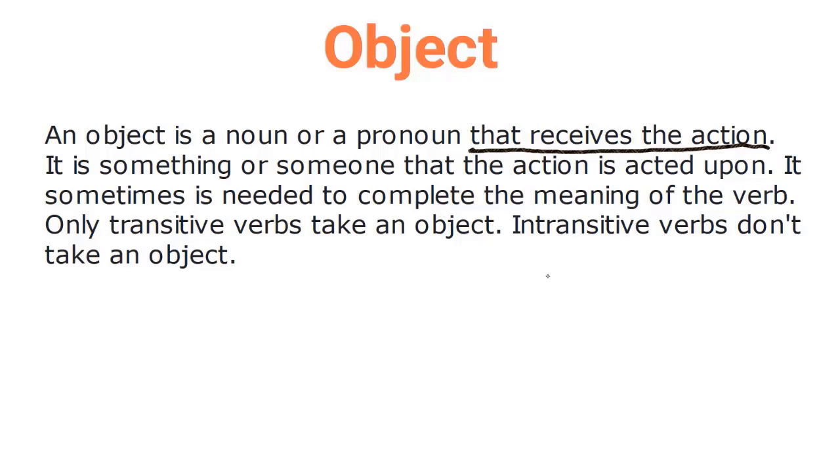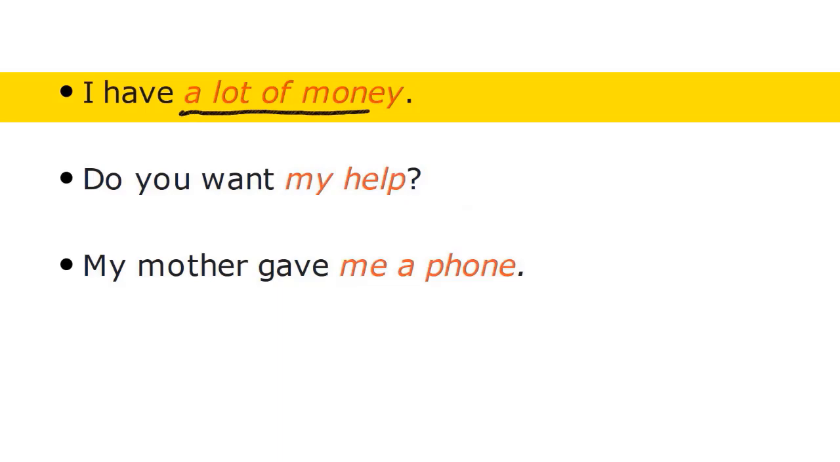Not all action verbs have objects. Transitive verbs can have objects, right? Sometimes it is absolutely essential, necessary to have an object to complete the meaning of a sentence. And note this, only transitive verbs can have objects, not intransitive verbs, right? Let me show you some examples. I have a lot of money. Now, if I end the sentence here, I have, what do you think? Is it complete? Does it have a meaning? No, it doesn't, right? So the sentence has to have an object in order to complete the meaning.